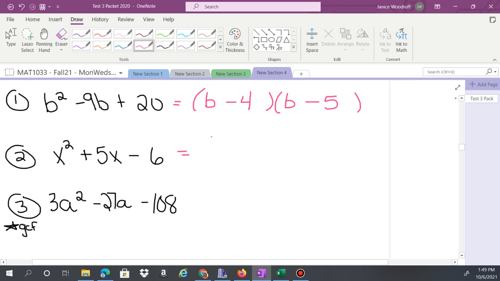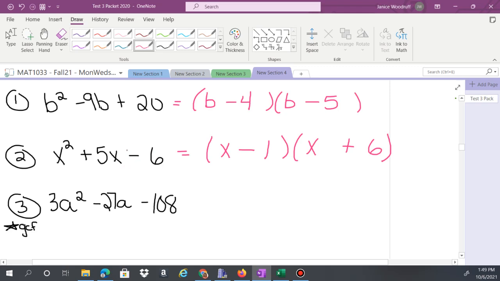Did anybody get this one? -1, positive 6. Very good. So this is x minus 1, x plus 6. You guys will see this one often because this is one of the ones where there's 2 things that could work because 2 and 3 also combine to 5. Just in a different way. But because this is negative, then it's the 5 and 1.